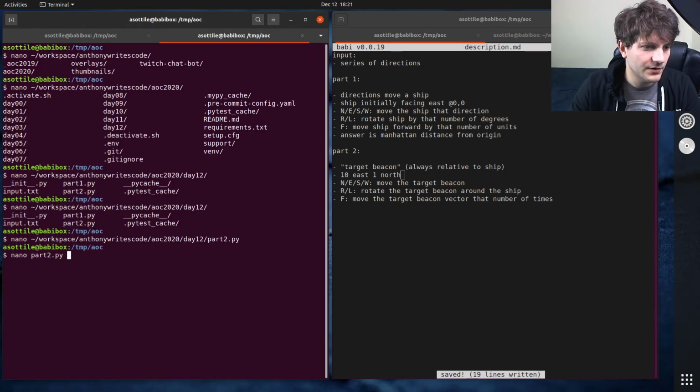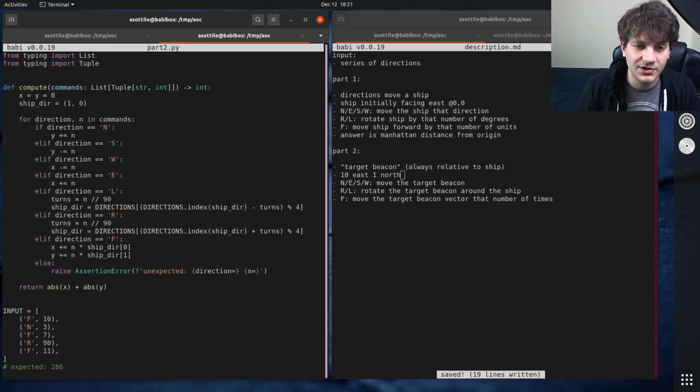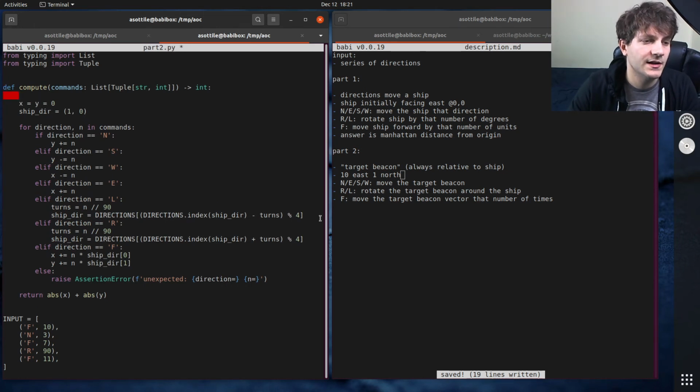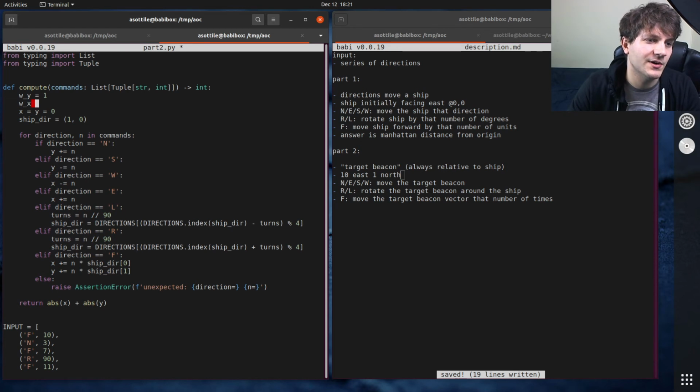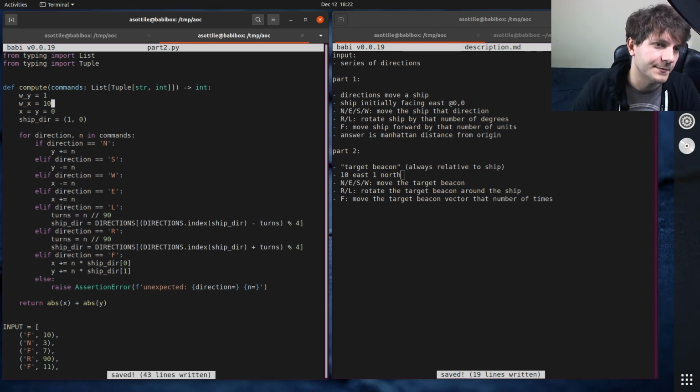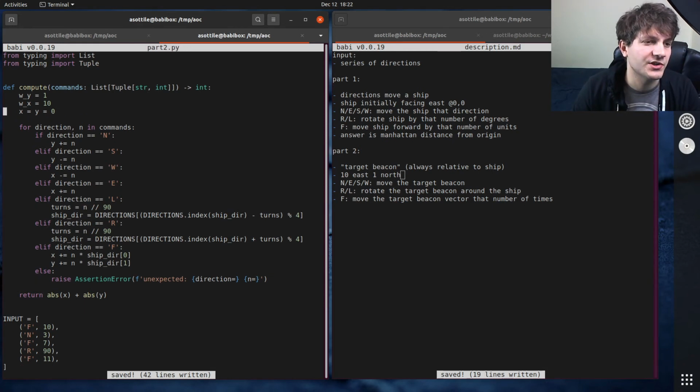All right, so if we look at part 2 here, we need to initialize that target beacon. Actually, they called it a waypoint. So we'll call it WY equals 1 and WX equals 10. And again, our ship still starts at 0, 0. We no longer have a ship direction. We just have this waypoint beacon and the ship beacon. For these, we adjust all of these to be the waypoint's movement instead of the ship movement.